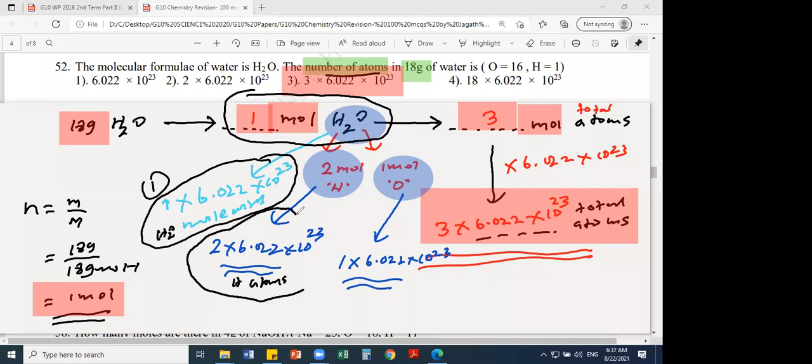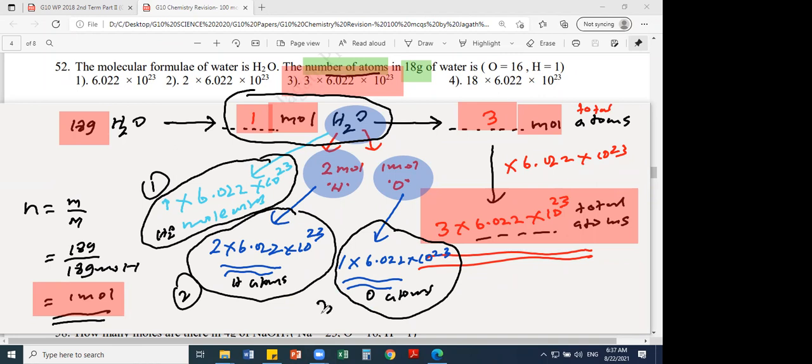Number 2. Number 3, you can convert this into oxygen atoms. O atoms. Number 4, you can find total atoms. Total atoms. Is that clear, everyone? Now, they can ask any of this in the exam. What are the 4 things they can ask from 1 mole of water?